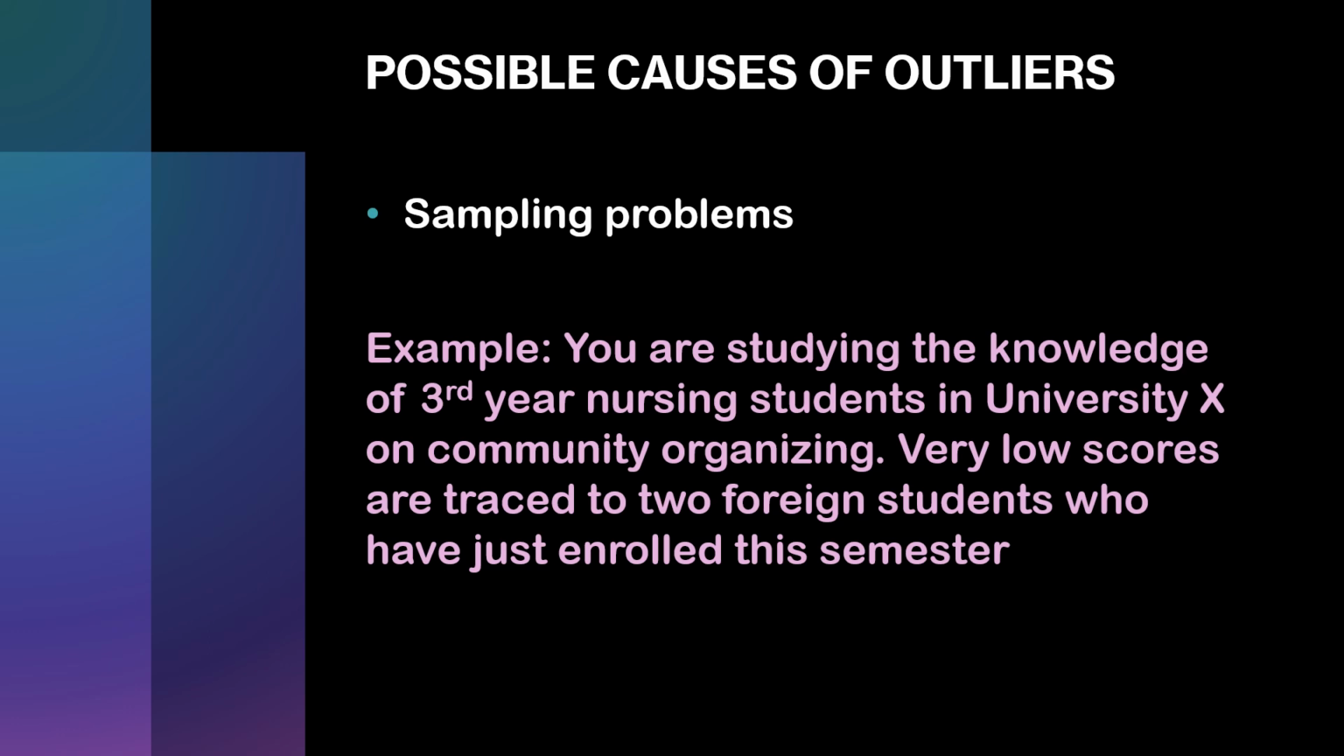already about community organizing. You floated the questionnaires, and when they came back, there were two very low scores, pertaining to foreign students who have just enrolled this semester. Are you going to include or discard these scores? Upon further investigation, you found out that for these two foreign students, they came from schools where community health nursing is taken up only in the fourth year. Therefore, it is not expected that they will really have knowledge of community organizing.